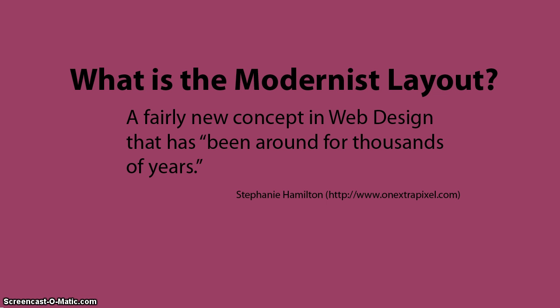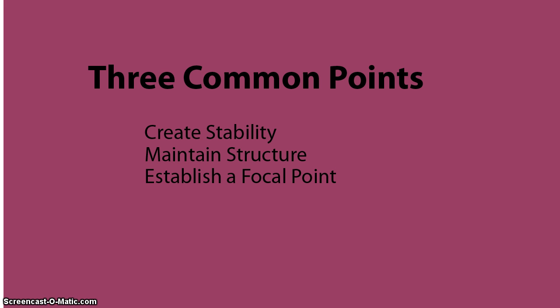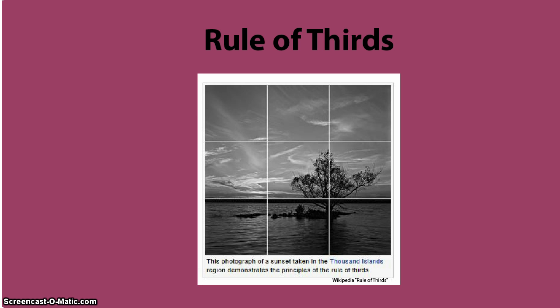Well, the consensus seems to center upon three common points. They are that a grid creates stability, maintains structure, and establishes a focal point. An additional guide that deals with page layout is called the rule of thirds. This guideline proposes that an image should be imagined as divided into 9 equal parts, and that important elements of the project should be placed along these lines or their intersections to create more tension, energy, and interest in the project than simply centering the subject would.